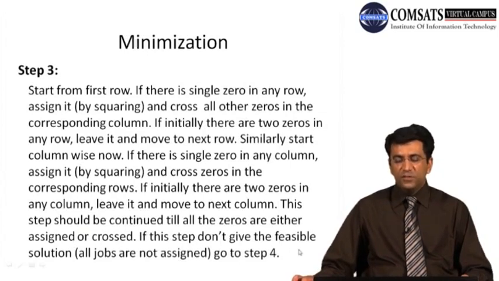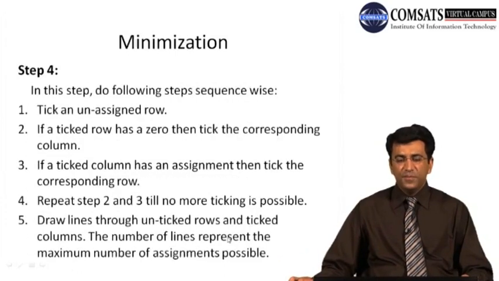If this step gives the feasible solution, that is, you assign each and every job to a particular person, that may give you the optimal solution. But if this step doesn't give the feasible solution, that is, all the jobs are not assigned to the different persons, then we will have to go to step 4.